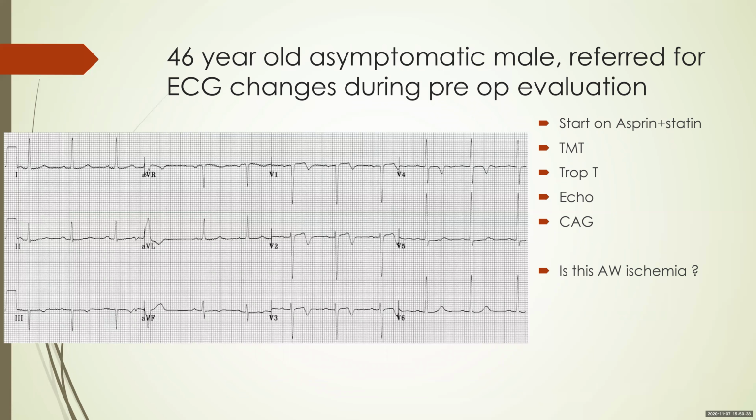So, a 46-year-old asymptomatic male referred for ECG changes during pre-op evaluation. You can see some biphasic T inversions in V1 to V3 with a T inversion in V4. What do you do? Start on aspirin and statin, do a TMT, do a Trop-T, do an echo, do an angiogram?